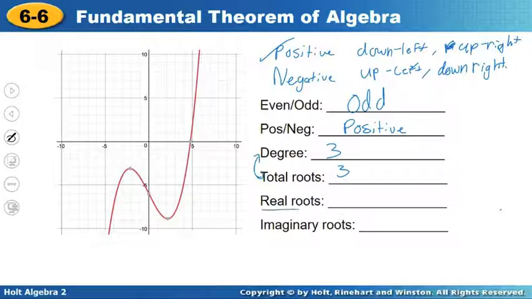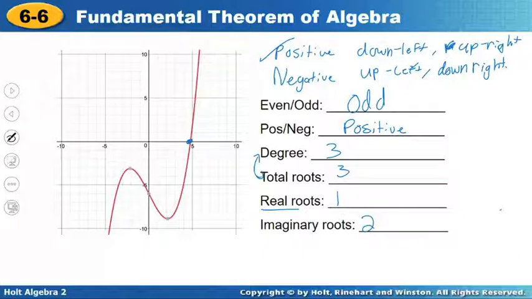Now, real roots are easy to identify because they're x-intercepts, or essentially they're based on the x-axis. So let's look for those first. Well, I've got one x-intercept, and therefore I've got essentially one real root. I don't have any other real roots, but I have 3 roots in total. I've got 3 roots in total, and one of them is real, which means the other 2 roots must be imaginary.